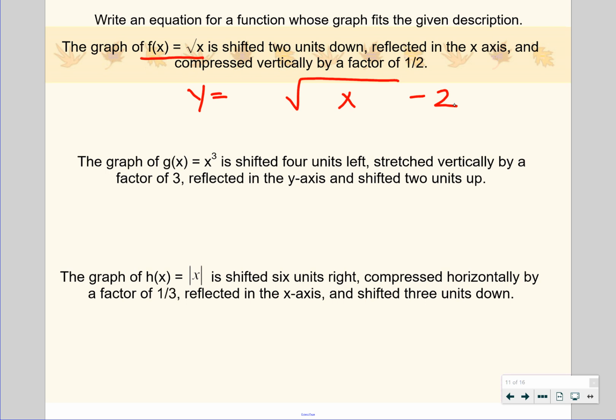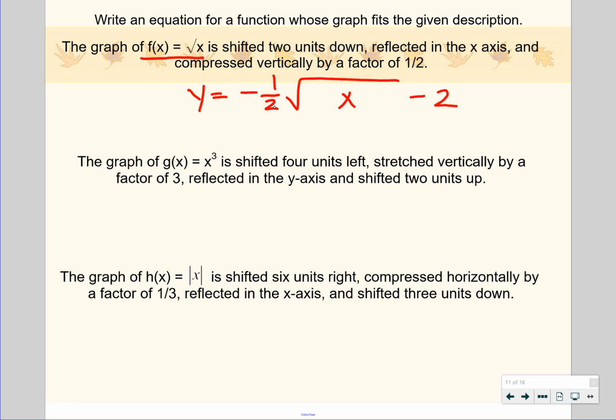I want to reflect it over the x-axis. So reflections are negatives. If it's over the x-axis, do you want to put it inside or outside? Outside. Negative out front. And then finally, we want to compress or shrink vertically by 1/2. If it's a vertical stretch or shrink, is that outside or inside? It is outside. And we just use that exact value, 1/2, and that is your answer. Now it's a little big how I've written it there, but that is the solution. Okay. All right, let's try another one.